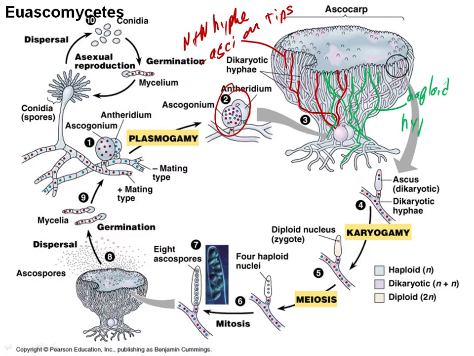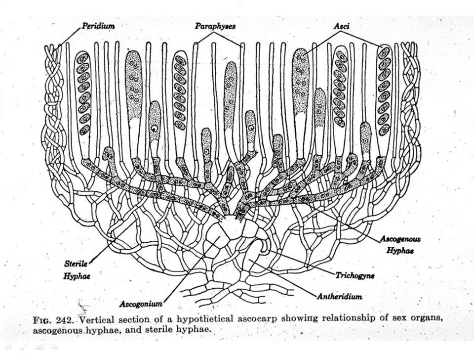Haploid hyphae. So our ascocarp is composed then of some of the ascogenous hyphae, which is actually not that many of them, and mainly of the haploid hyphae that come from the parent organism. So it's a combination of these different types of hyphae. And in there we're getting karyogamy taking place.